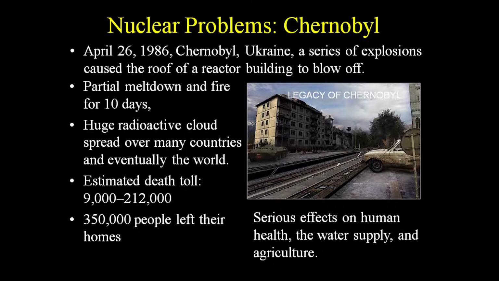On April 26, 1986, in Chernobyl, Ukraine, a series of explosions caused the roof of a nuclear reactor building to blow off, and a huge radioactive cloud spread over many countries and eventually the world. The estimated death toll was 212,000, and there were huge long-term effects on human health, the water supply, and agriculture.